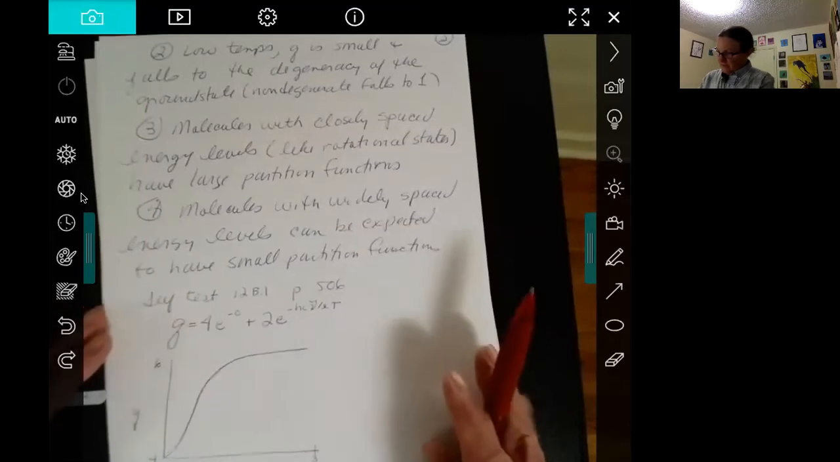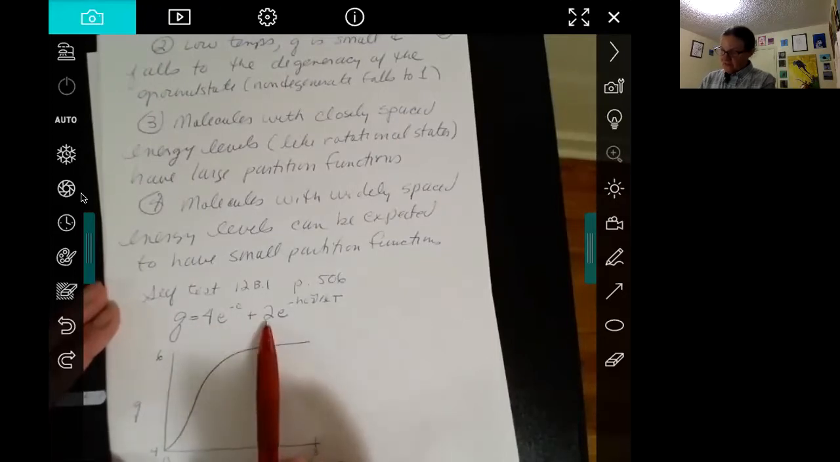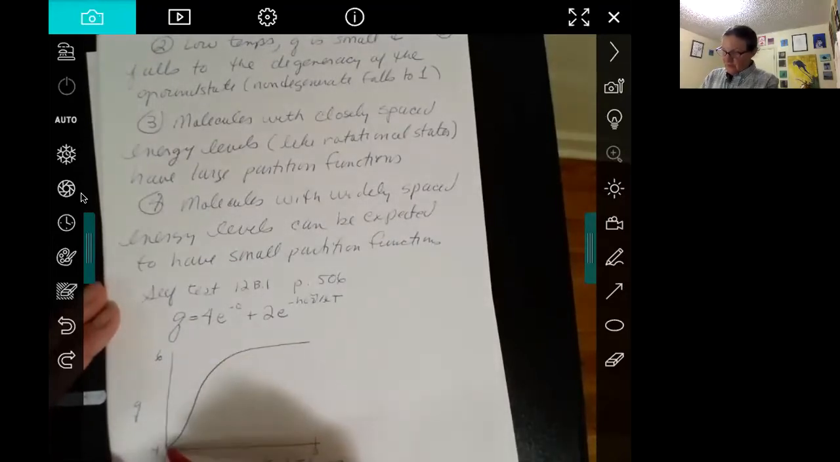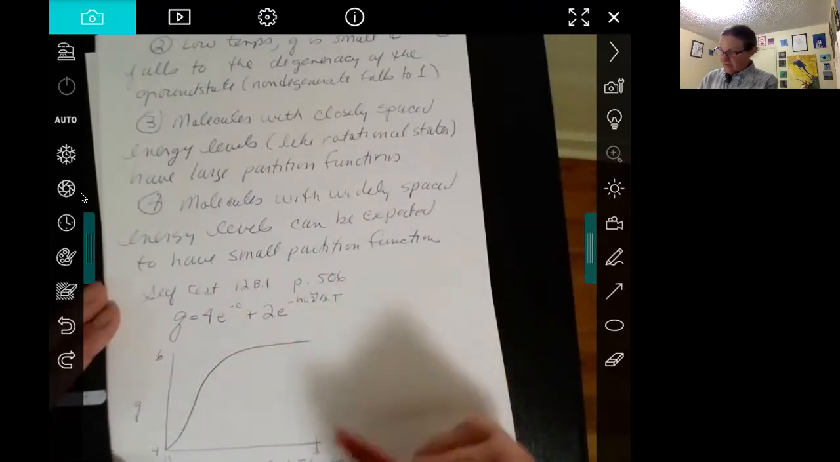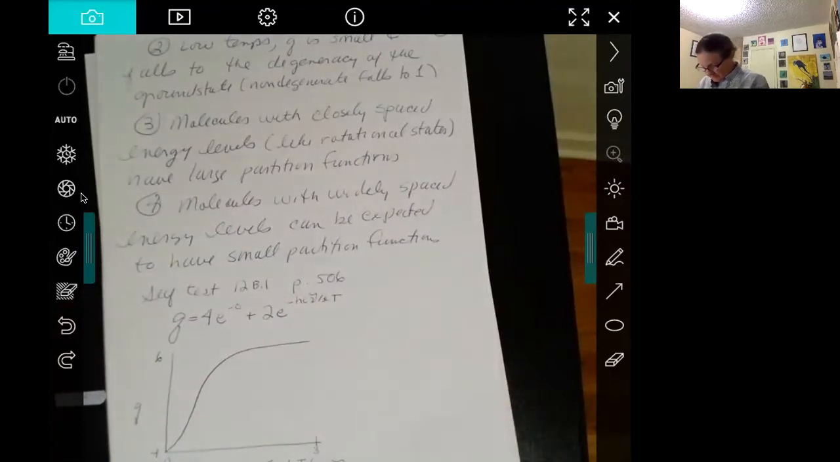But to see that in this case, where you have 4 plus 2 total states, the degeneracy of the ground state and the degeneracy of the first excited state, your partition function is going to range from 4 when you only have that ground state populated, up to 6 at higher temperatures when you have all 6 of them populated.